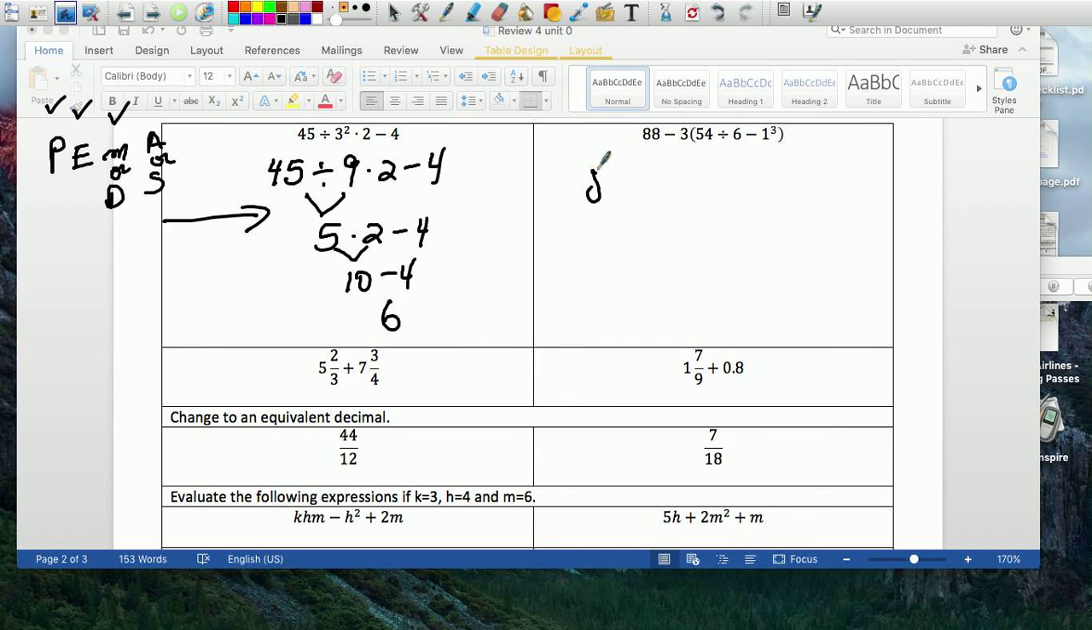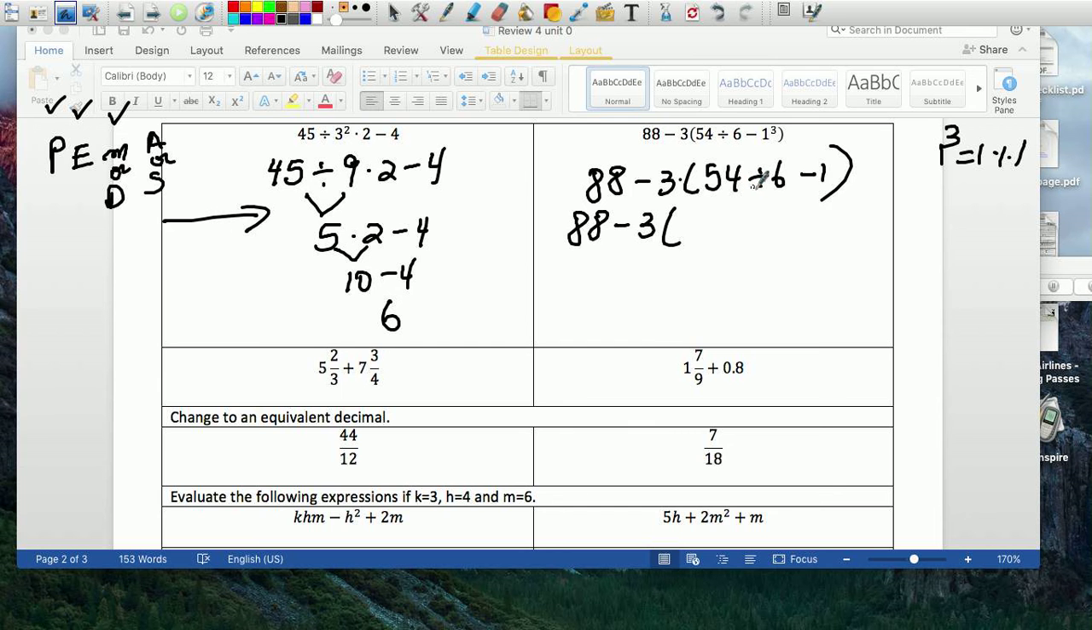Over here, 88 minus 3, and we have a parenthesis. So inside the parentheses, what are we going to do first? Well, the exponent. 54 divided by 6, I'm going to keep, minus 1 to the third power. And 1 to the third power is 1 times 1 times 1, and just 1. Still inside my parentheses, 8 minus 3. And don't forget there's a times here, right?